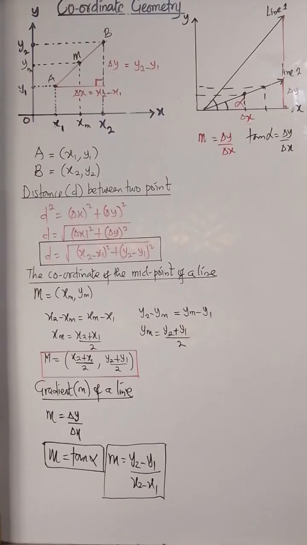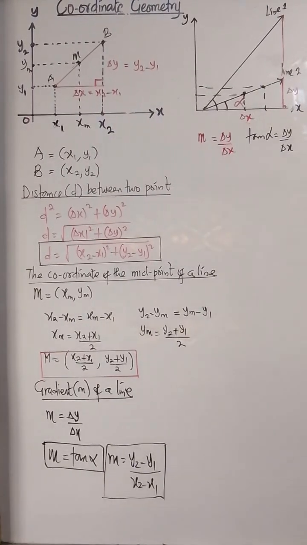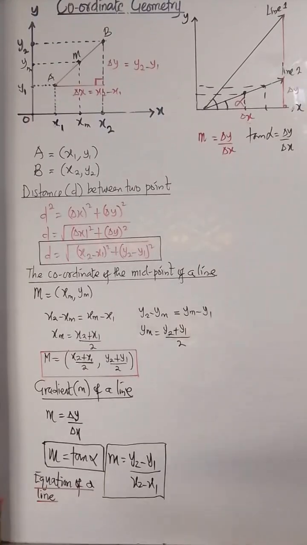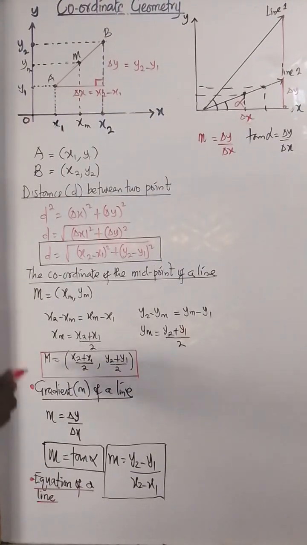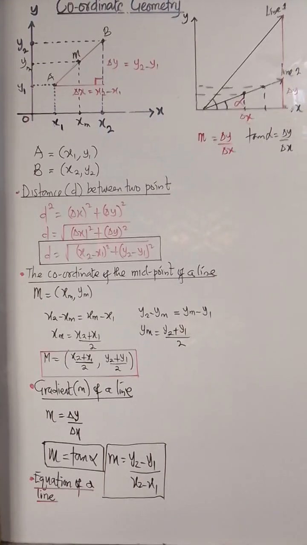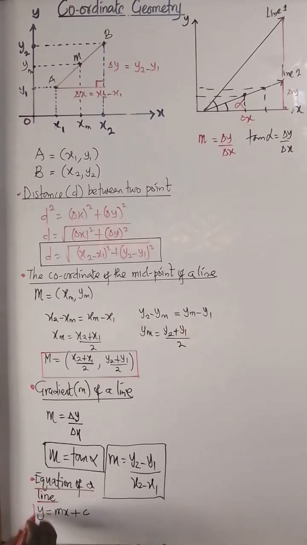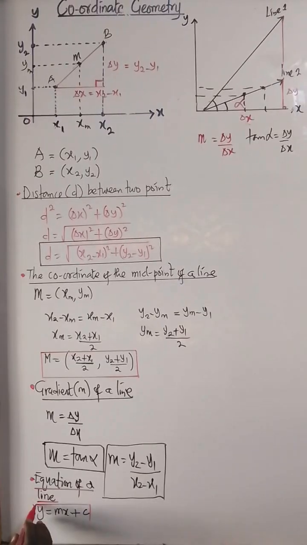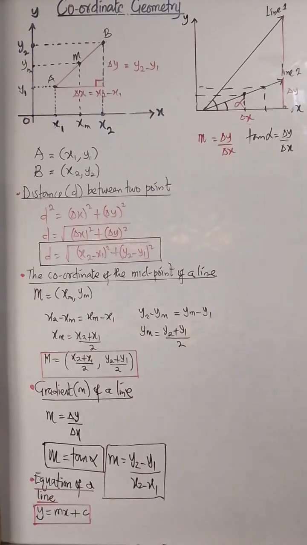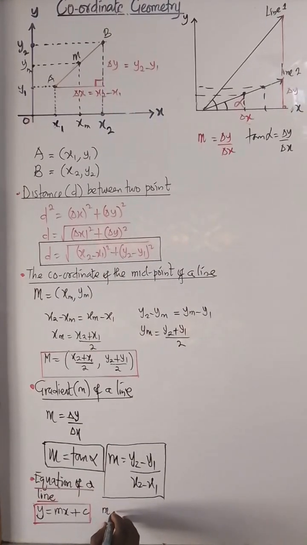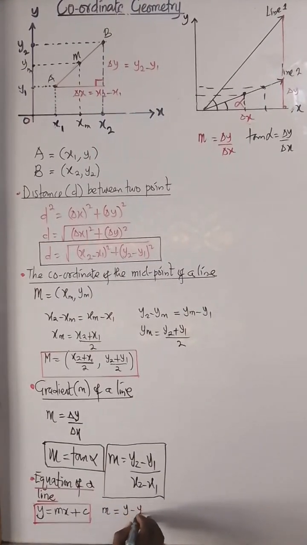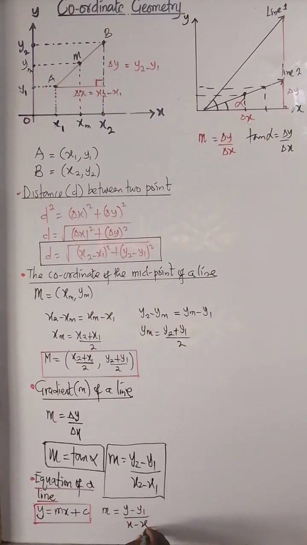Another thing that interests us under coordinate geometry for a line is what is called the equation of a line. We'll talk about gradients, coordinates of the midpoint, and distance between two points. Now to calculate the equation of a line, we have two general forms. The general equation of a line is represented as y equals mx plus c. We use this equation if we know the intercept. What is intercept? I will explain now. But if we don't know the intercept, we simply use this as the equation of a line: the gradient equals y minus y1 over x minus x1.